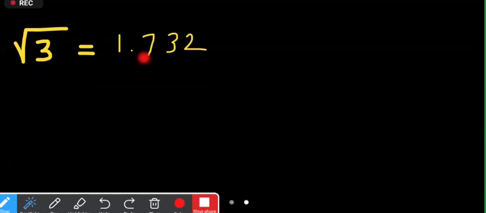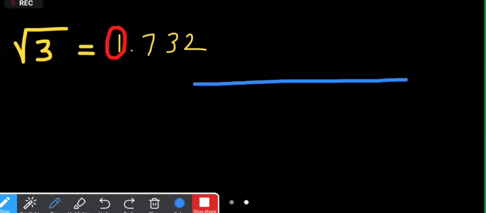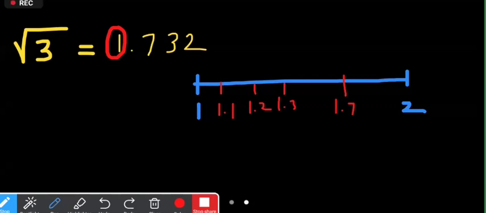Look, 1.732. So you see the whole number part, 1. So it should lie between 1 and 2. So if I take a number line like this, so suppose this is your 1 and 2. Okay, now 1.732. So 1 point, then you have what? 1.1 here, correct? Then you will have 1.2, 1.3, 1.4. This way you will have 1.7.